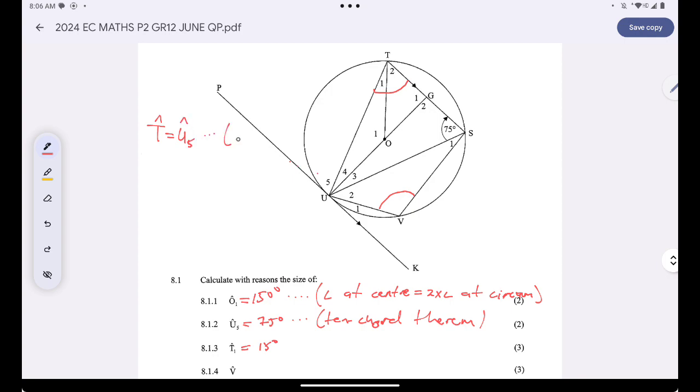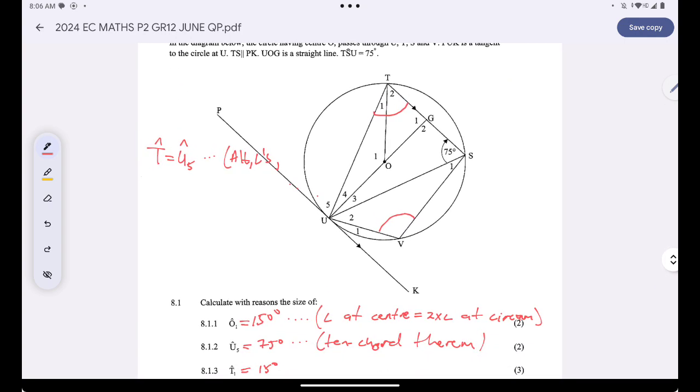This is true because these are alternating angles, and they're alternating because TS is parallel to PK. So this simply means that T is also 75 degrees, right, together.